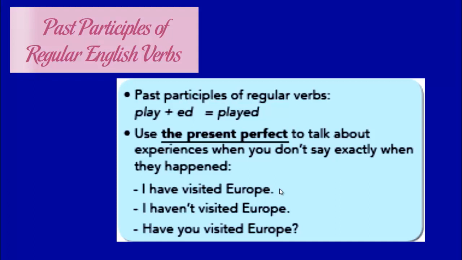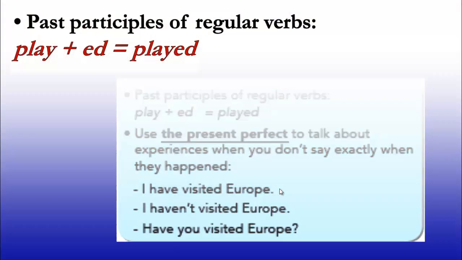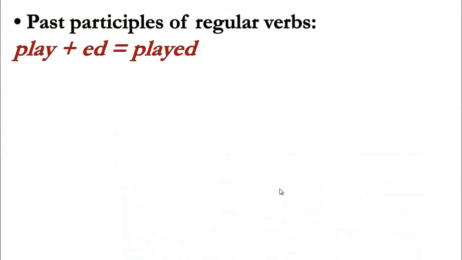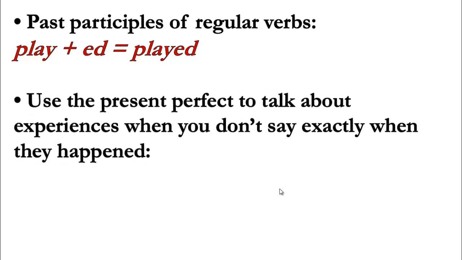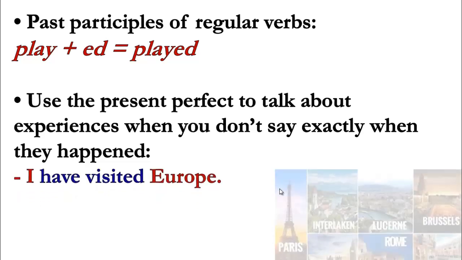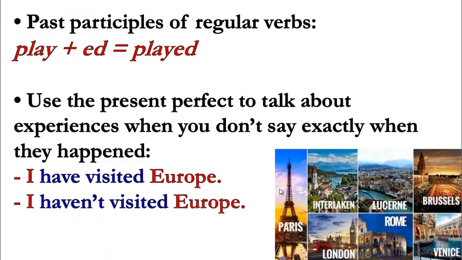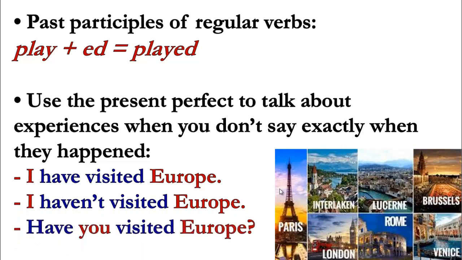Good. And for the question yes, no, we are going to use have. So have you visited Europe? And also has, but for he, she, it, as we have mentioned before. This one, we are going to revise them again. Regular verbs like verb play, we add ed, so it becomes played here. As we have said here, we use the present perfect when we speak about experiences, but we don't say exactly when they happened. This example again, I have visited Europe. The negative one, I haven't visited Europe. And the question, have you visited Europe?